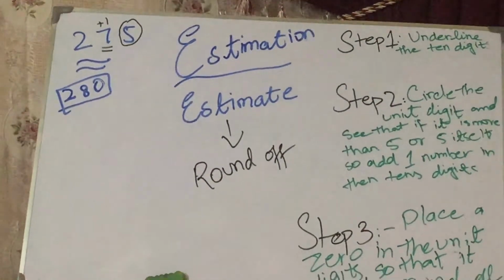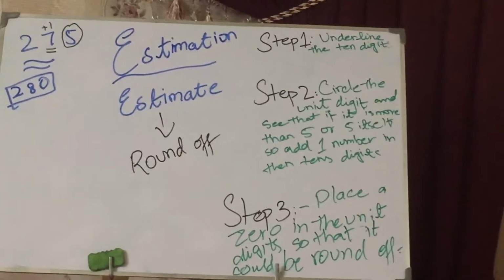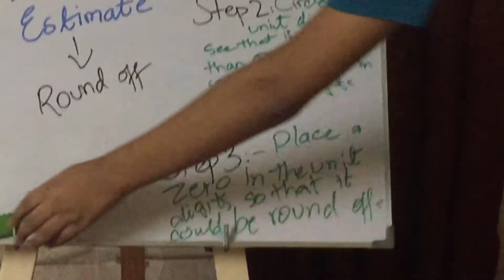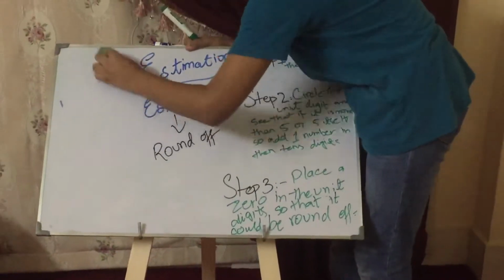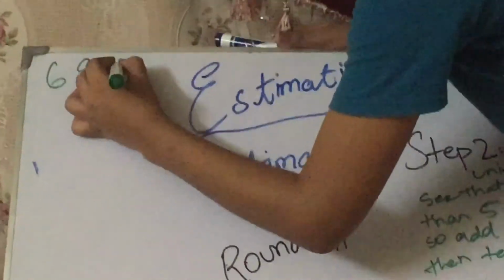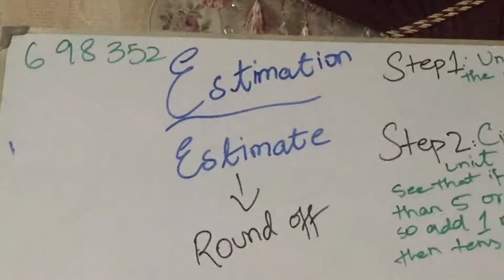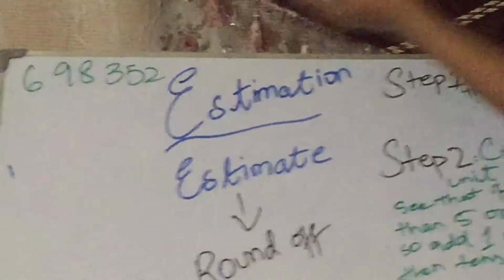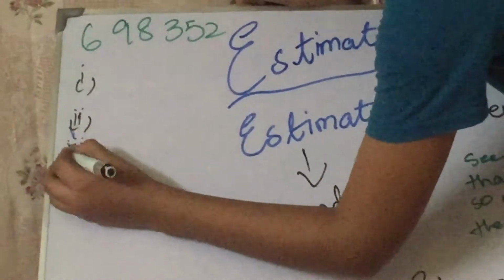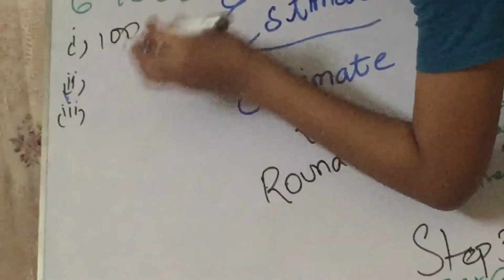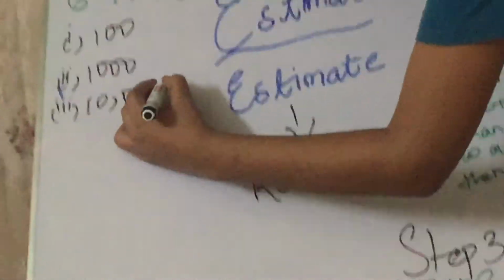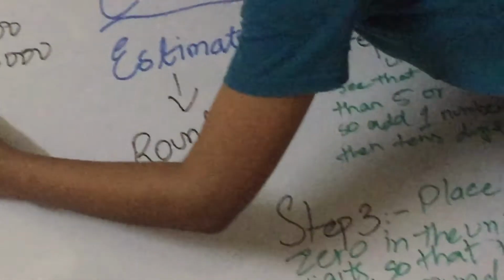So guys, that was much easy for us. Now let's take one more example. If the number is 698352, we have to find the answer, and there are 3 parts: part 1, part 2 and part 3. Part 1 says round off to 100, part 2 says round off to 1000, part 3 says round off to 10,000. Firstly we would solve part 1.